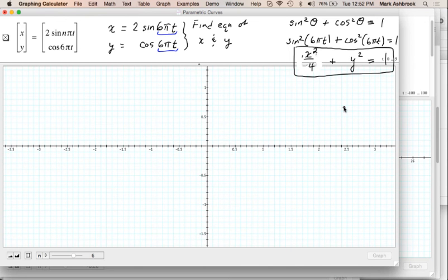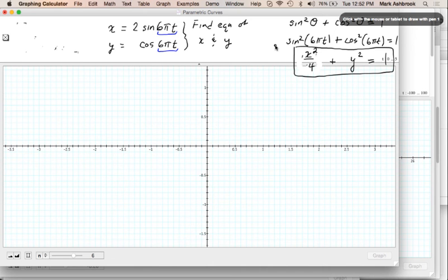Why did you go from 2 sine n pi t to 2 sine 6 pi t? Let's forget this. This is the equations we're looking at. So this is what we're working on. 2 sine 6 pi t and cosine 6 pi t. Is that okay? So that's the example we're starting with.